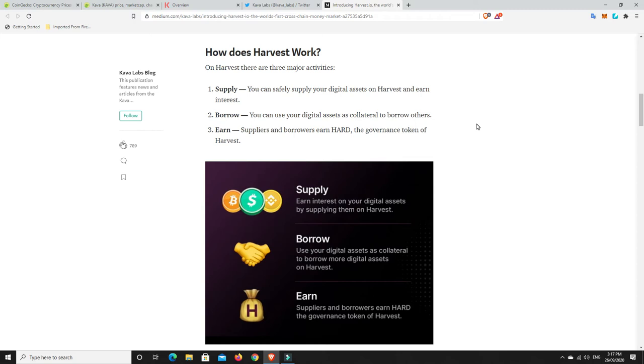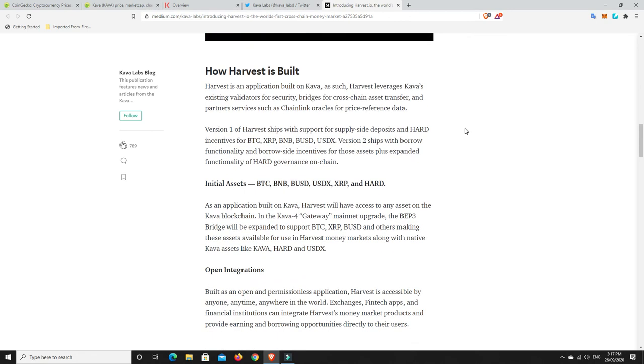Earn. Suppliers and borrowers earn Hard. That's the governance token of Harvest. How Harvest is built. Harvest is an application built on Kava. As such, Harvest leverages Kava's existing validators for security, bridges for cross-chain asset transfer, and partner services such as Chainlink Oracles for price reference data. So they hooked up with Chainlink quite some time ago.